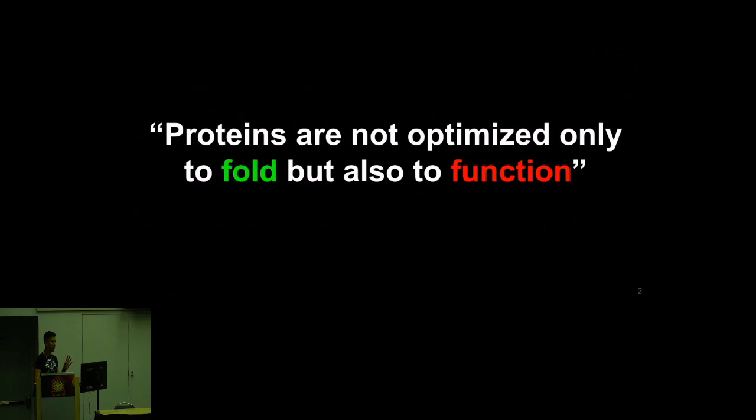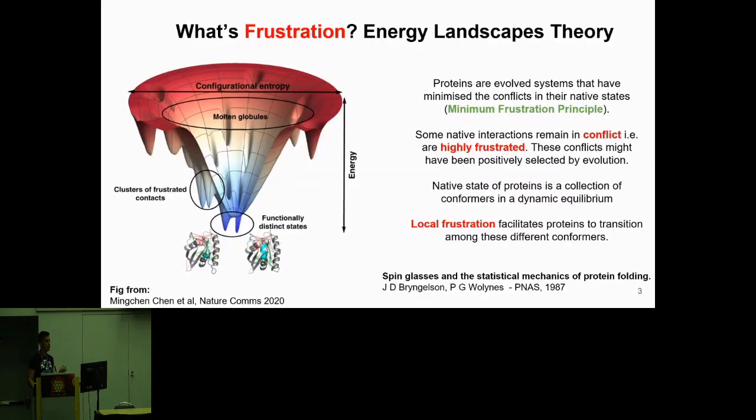So the concept that you have to have in mind first to understand my talk is that proteins are not optimized only to fold, but also to function. And these two things are often in conflict with each other. So what's frustration? To understand this concept, we can make use of the energy landscapes theory that says that proteins are very specific systems that have been selected by evolution in such a way that most of the interactions that are present in the native state are good for folding. And this is known as the minimum frustration principle.